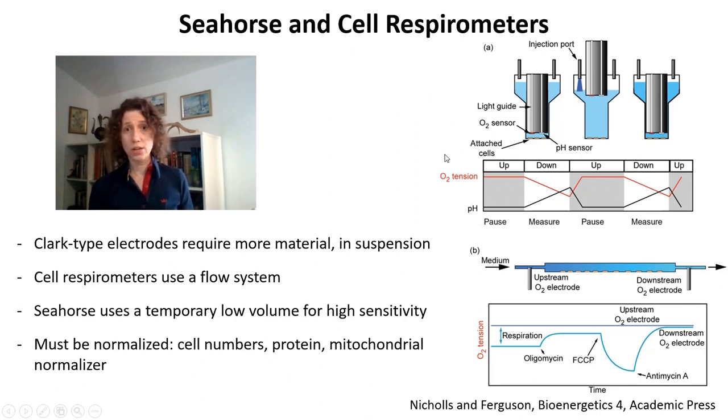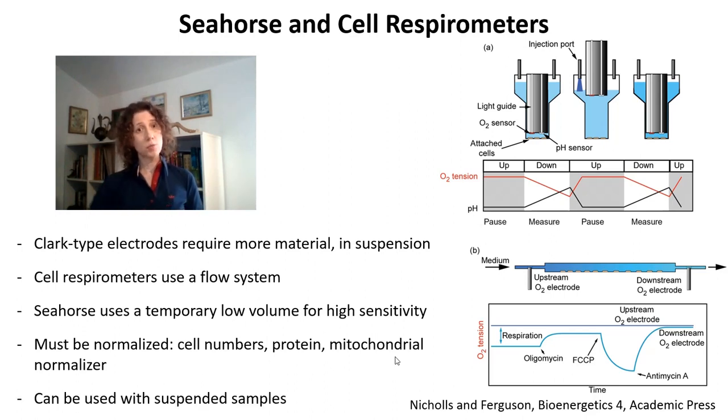As in any other kind of experiment, you do have to normalize your experiment. You do have to work with known numbers of cells or with a known quantity of cell protein. Sometimes some people normalize their experiments by a mitochondrial marker because they want to look at oxygen consumption per mitochondrial mass and not per cell. That depends on what your question is and what you want to answer.